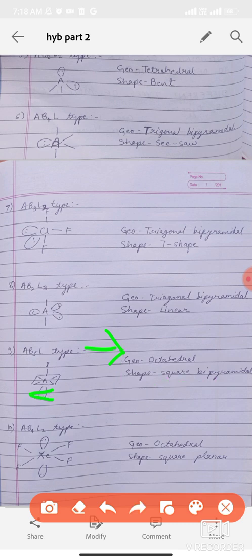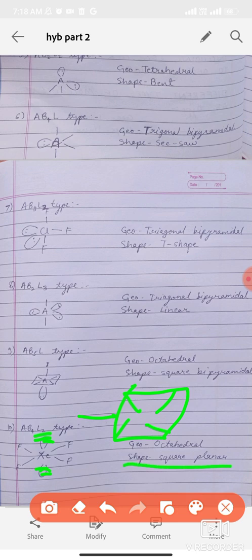The last is AB4L2, meaning 4 bond pairs and 2 lone pairs. Let's hide the lone pairs. We'll observe the shape, that is on a square there are 4 bond pairs. So this is square planar. So this was so easy to see what the shape is, and this will be applied on all the molecules in the universe except some exceptions.